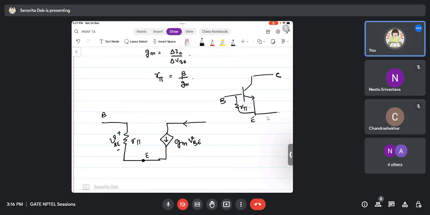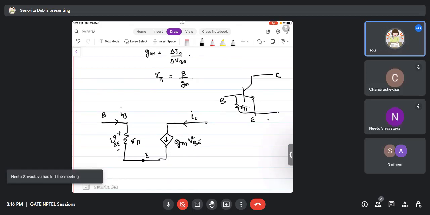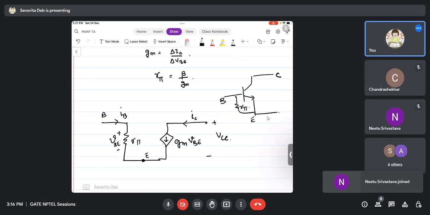Usually in books it is represented in this way. This is IB, this is VCE, plus minus VCE, right? So this is E, so VBE, VCE. Let me make everything small to show these are small signal models. That will be better. It will be less confusing. VBE and VB. I hope this is clear.